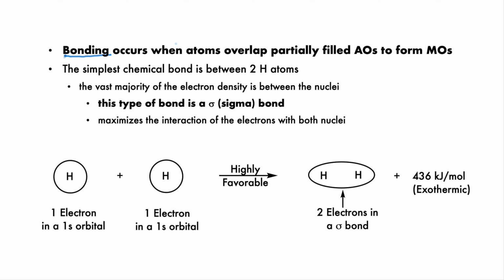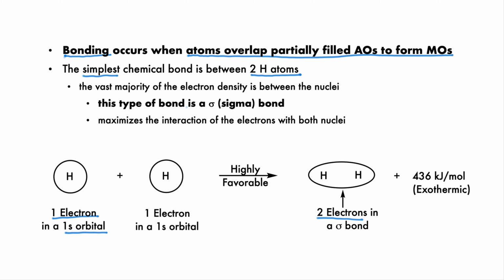Bonding happens when partially filled atomic orbitals overlap to form molecular orbitals. The simplest bond is between 2 hydrogen atoms. Each atom has one electron in a 1s orbital. The 2 atomic orbitals overlap. The new molecular orbital contains 2 electrons.